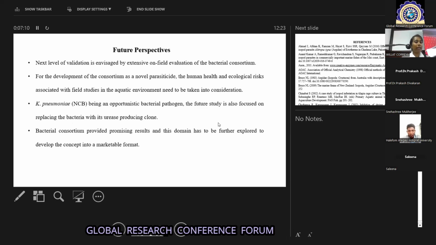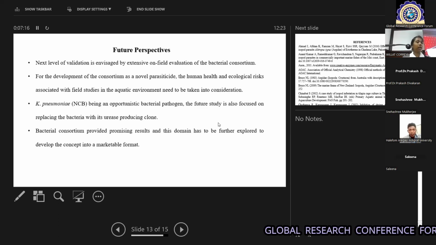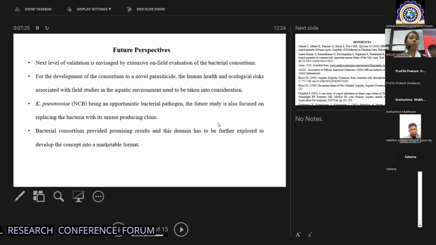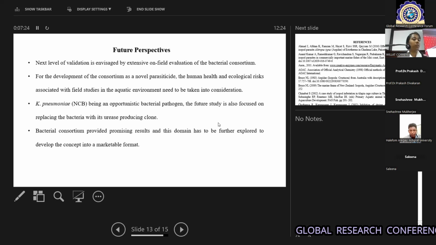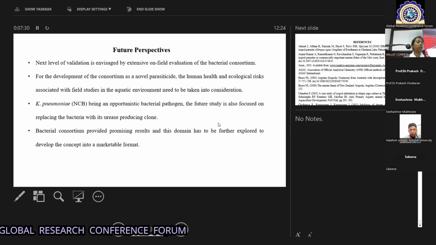The human health and ecological risk associated with field studies in the aquatic environment need to be taken into consideration. One of the bacteria present in this consortium, Klebsiella pneumonia, is an opportunistic bacterial pathogen. The future study is also focused on replacing the bacteria with its urease producing results, and this domain has to be further explored to develop the concept into a marketable format.